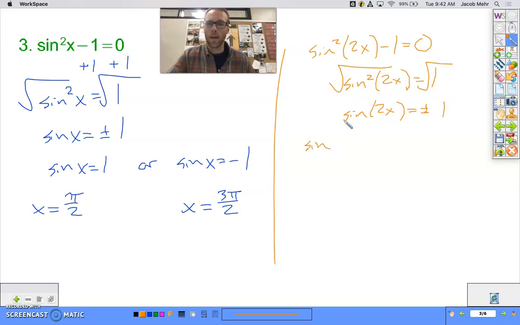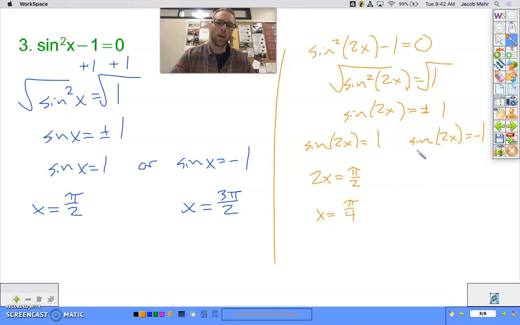Now we ask, because we have the sine isolated, where does the sine of 2x equal 1? Where does the sine of 2x equal negative 1? Well, it's still at pi over 2, but instead of x equaling pi over 2, we would say 2x equals pi over 2. That's where the sine is equal to 1. So when 2x is pi over 2, the sine of pi over 2 is 1, and we just divide that by 2, and we get pi over 4.